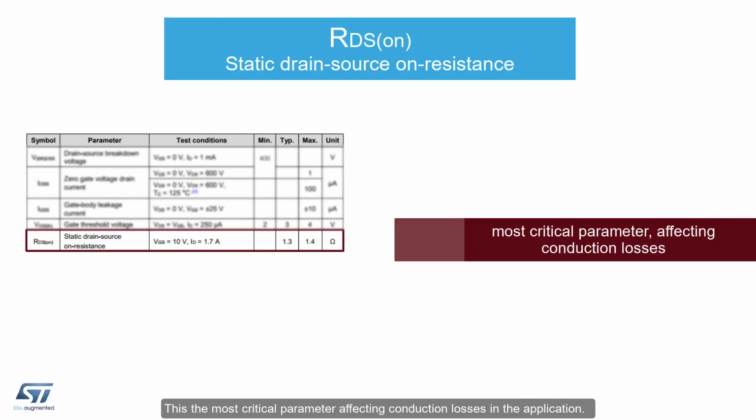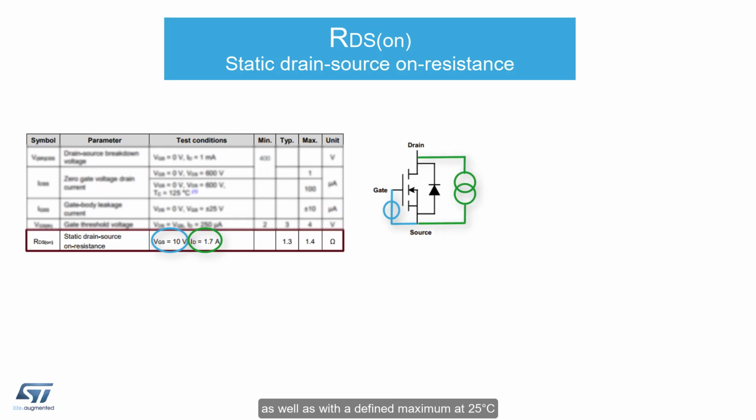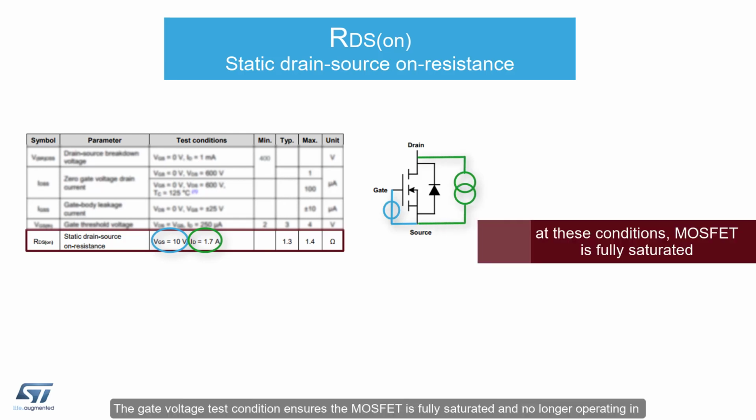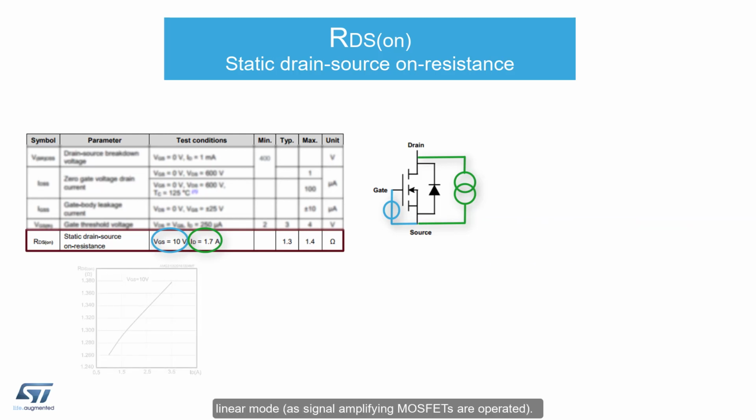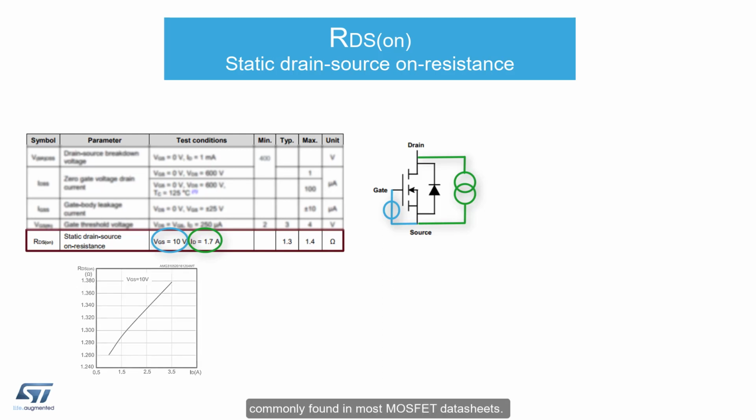This is the most critical parameter affecting conduction losses in the application. It should always be specified at a defined gate voltage and drain current, as well as with a defined maximum at 25C. The gate voltage test condition ensures the MOSFET is fully saturated and no longer operating in linear mode, as signal amplifying MOSFETs are operated. Test drain current must be specified since the RDS-on is not constant with respect to this current, as seen in the graph in the lower left, commonly found in most MOSFET datasheets.